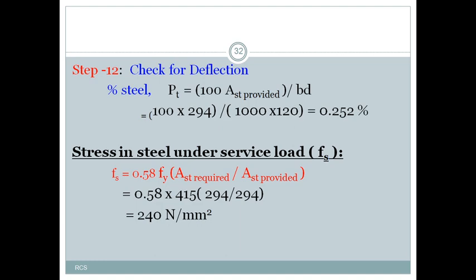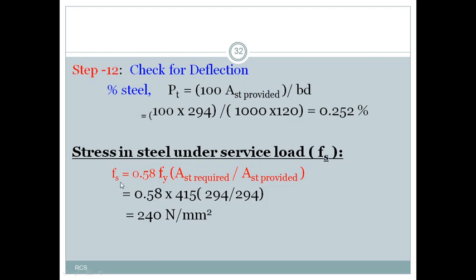As we know, checking of deflection should be done with respect to the percentage of steel and Fs, that is the stress in steel under service loads. The percentage of steel can be calculated by 100 AST provided by bd. I am providing AST of 294, so 100 times 294 by 1000, where b is the 1 meter width of the slab and d is the effective depth of the slab, that is 120. According to this, I got 0.252 percent.